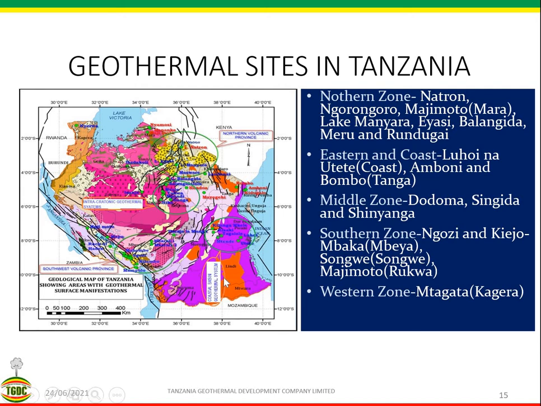So this is the geological map of Tanzania, but this map has been overlaid with different structures and faults, as you can see, the black lines, and also with the hot springs, represented as small green circles, this one and this one. These are manifestations found in Tanzania. And these are all areas with manifestations, in terms of hot springs, in Tanzania.